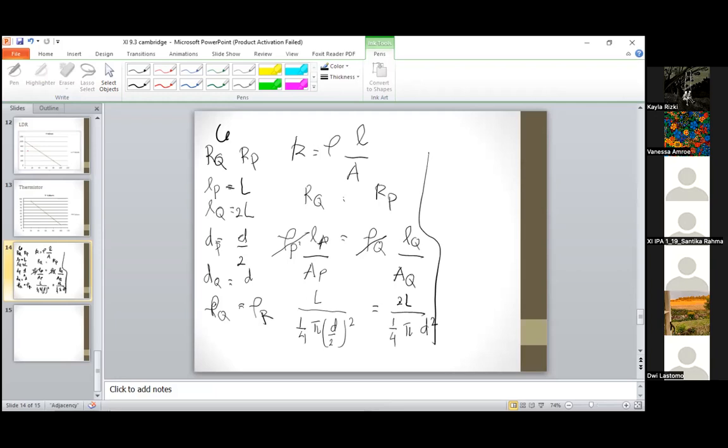We can eliminate this also, and sorry, this is RP, right? This is RP. One per D squared per 4, and then 2 per D squared. Eliminate it.